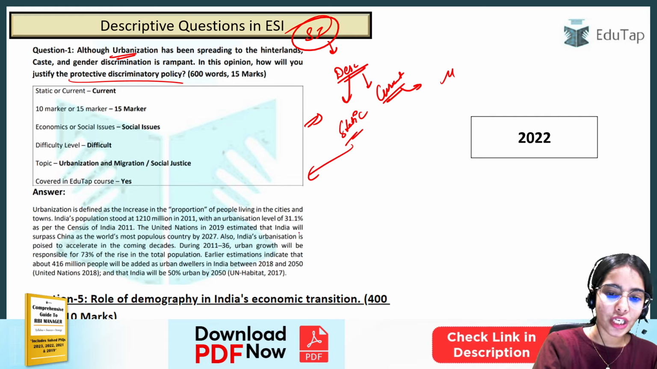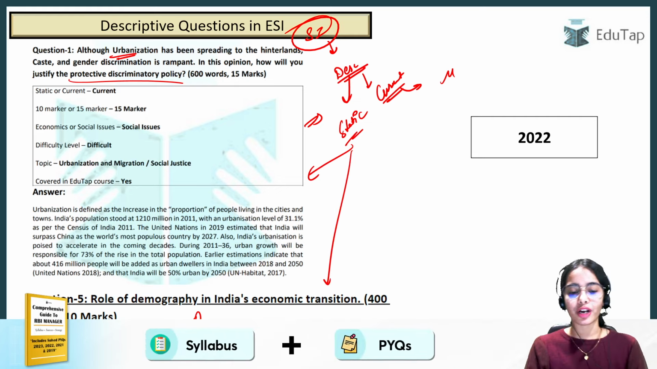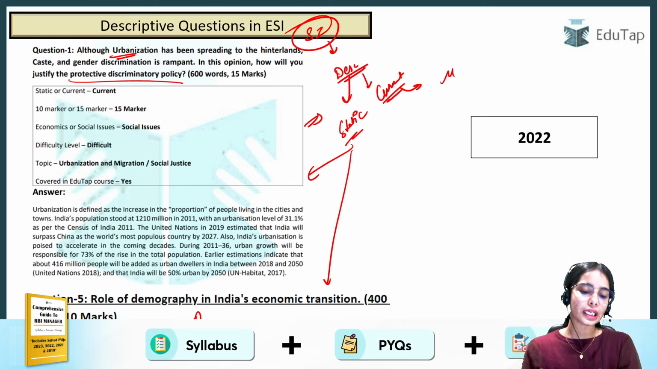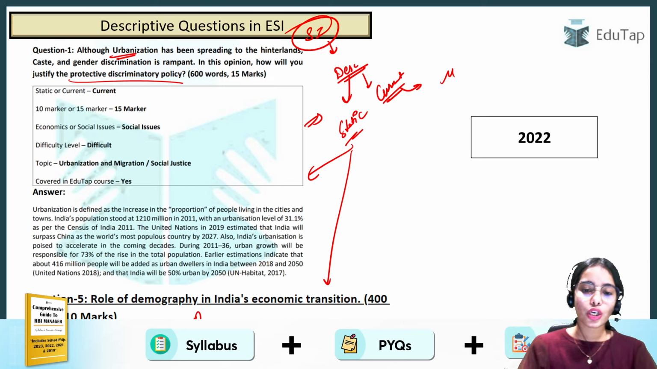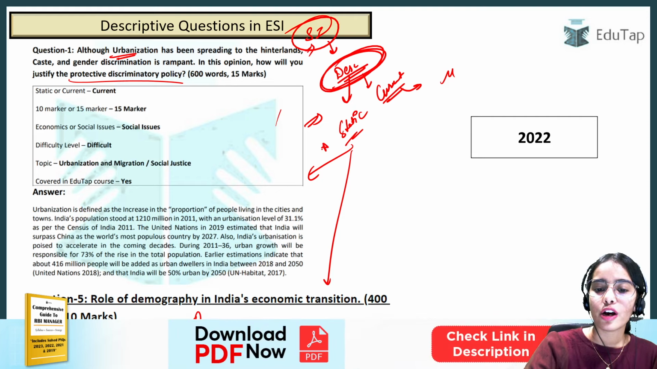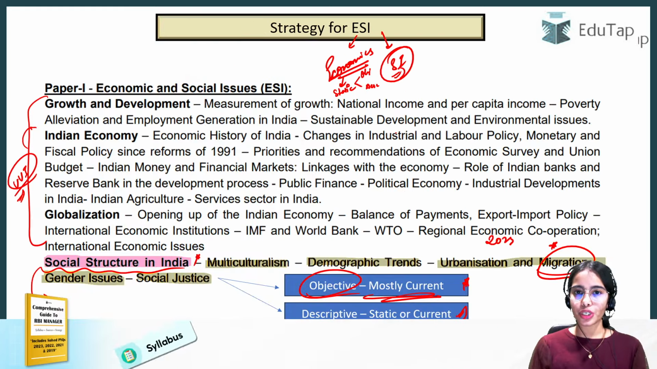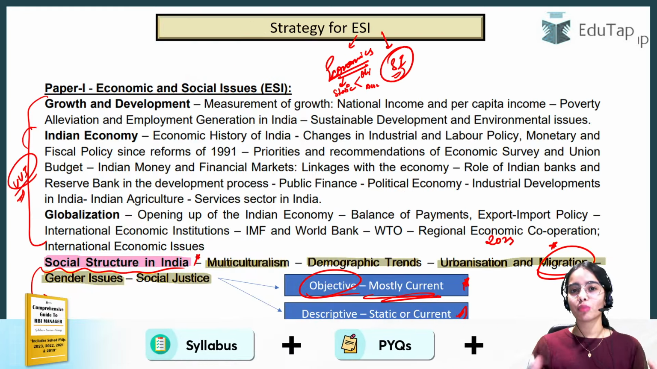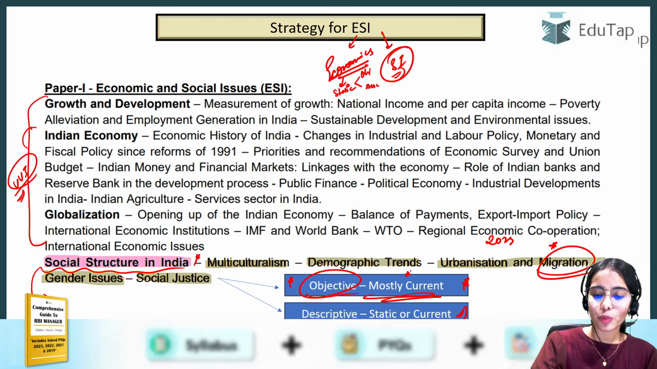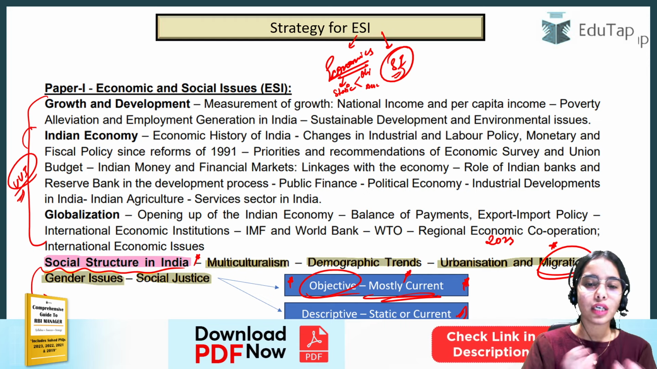The static question I am showing you is also a static question regarding the role of demography in India's economic transition. So in social issues, it is important from the descriptive point of view, from the static as well as current point of view. Whenever you read the social issues, go through it from the descriptive point of view majorly, because if objective questions are coming, they are mostly coming from current affairs. So I hope you have got the understanding now.